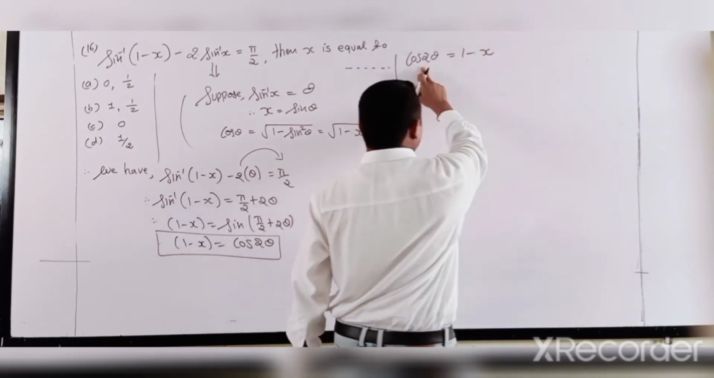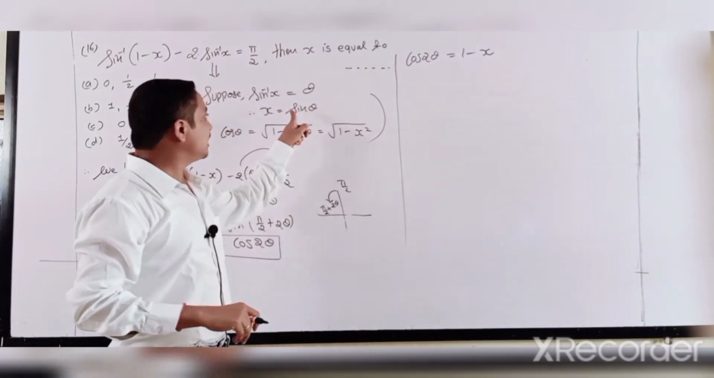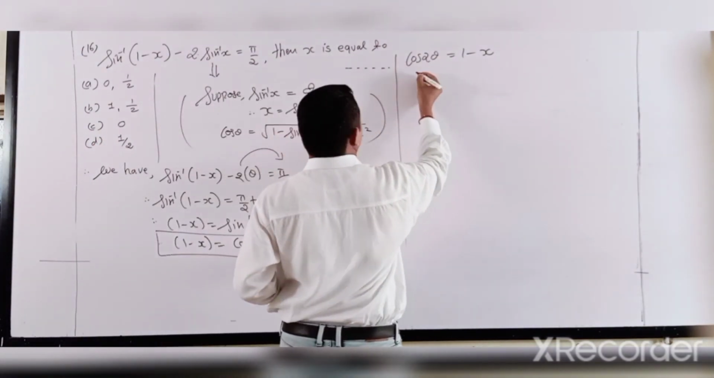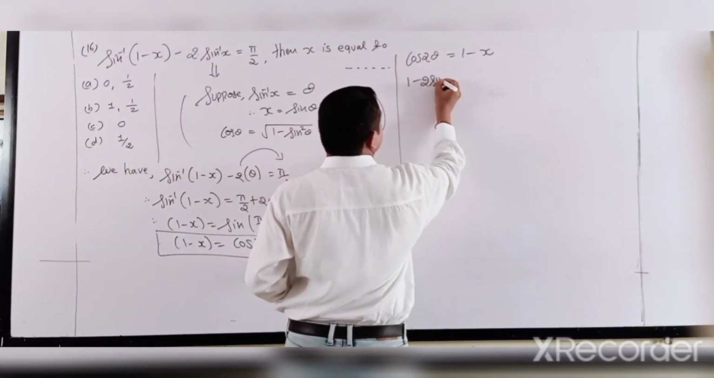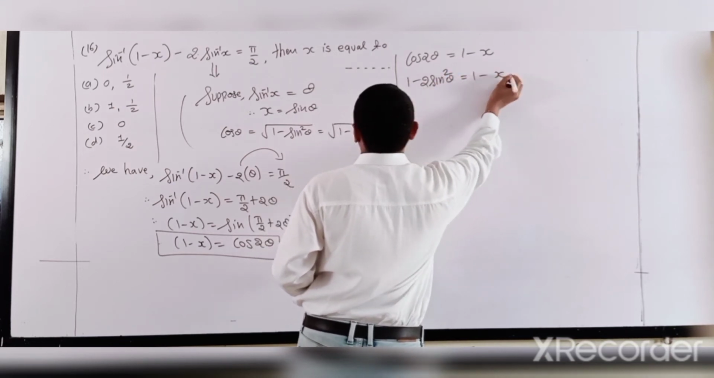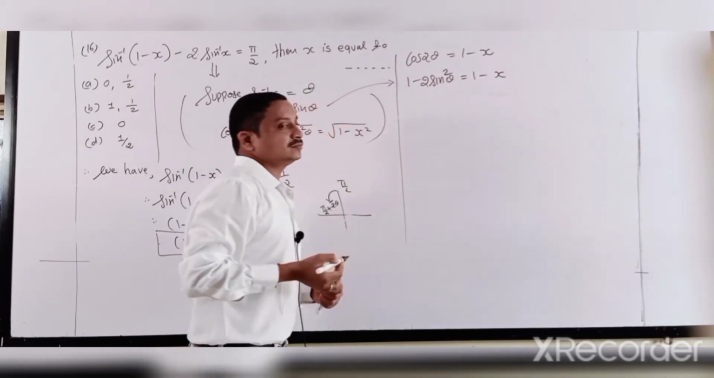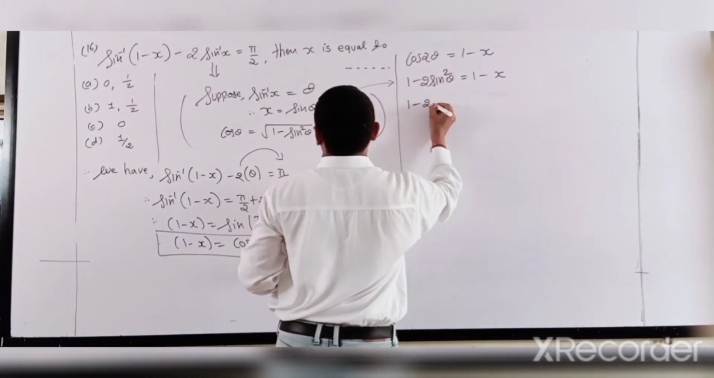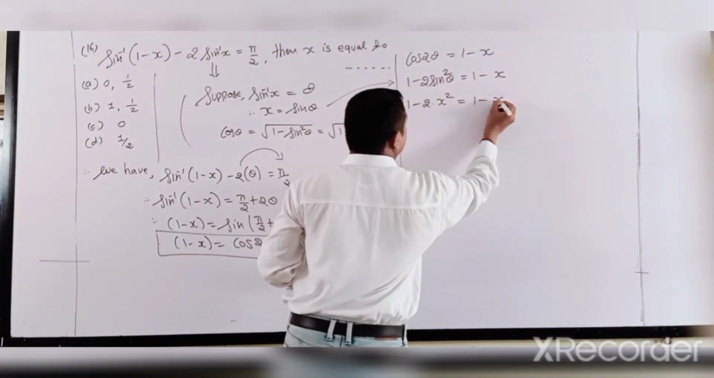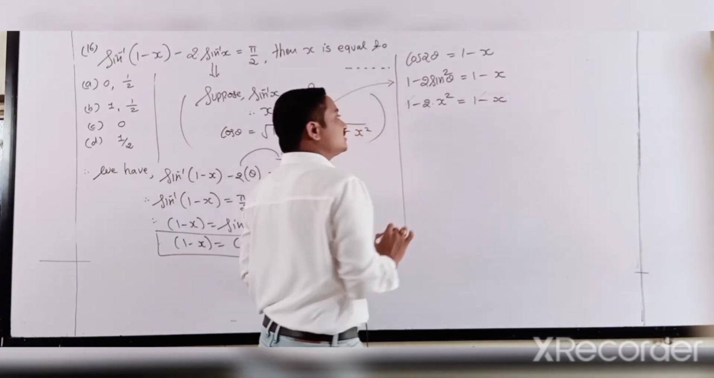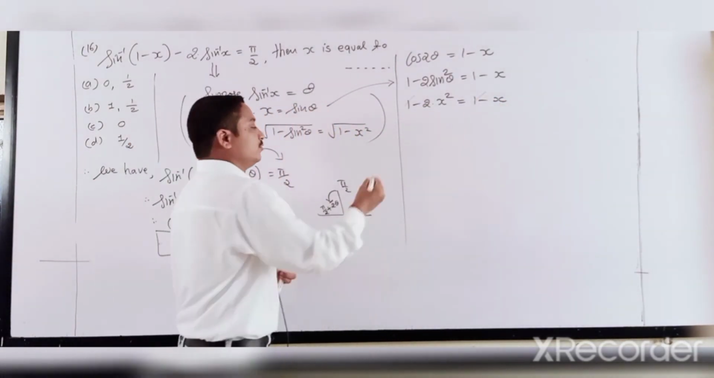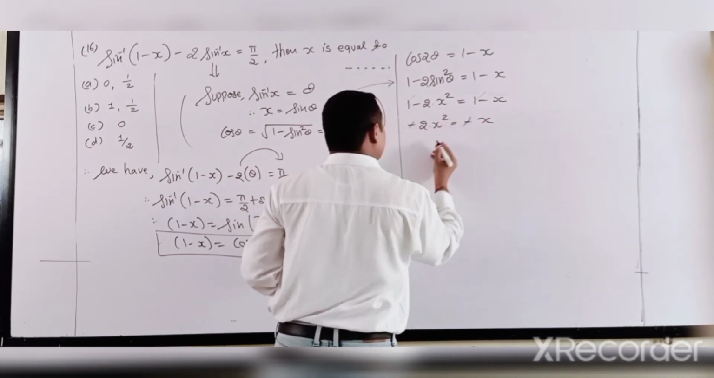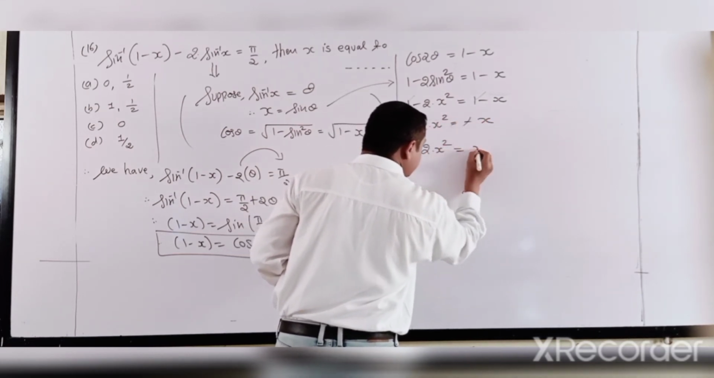1 minus x. You know the formula, purely sin, also purely cos. I write it purely in sin: 1 minus 2 sin square theta, because I know the sin theta value. What is sin theta? x. So 1 minus 2 x square. Here also 1 minus x. See, this is the correct function. Only I have minus 2x square is equal to minus x. Again minus 1, so 2x square is equal to x.